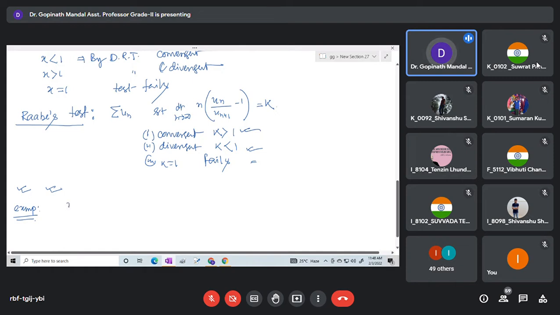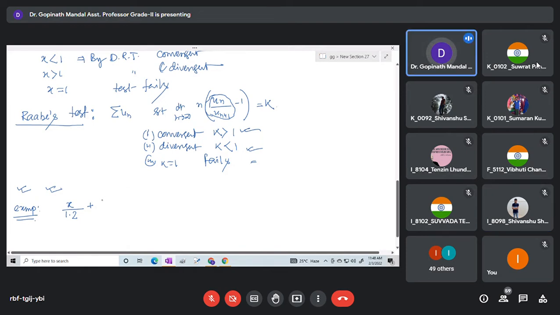Test the convergence of the series x. Sir, Rabi's test is convergent for k greater than 1. Okay, a reverse of ratio test. Yes, because here, look, actually this is the reverse, right? Oh, yes, sir.